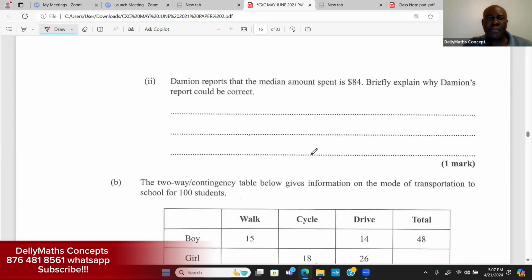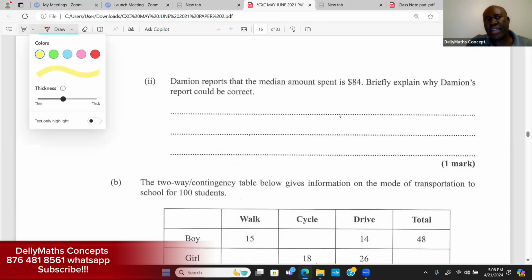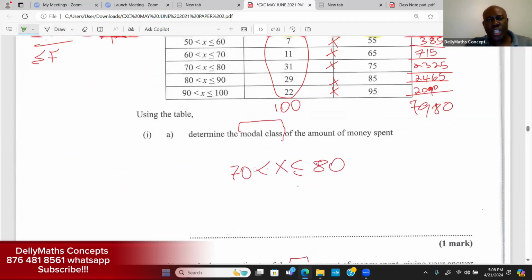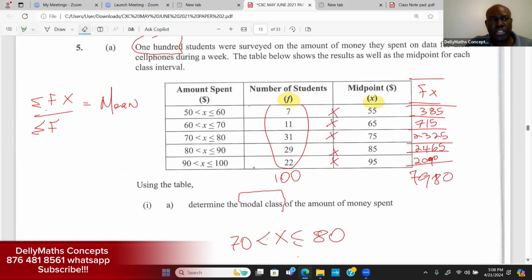All right, so Damien reported that the median amount spent is $84. Briefly explain why this report would be correct. So we're going to be assessing the information to see if $84 is the median. Now let us find the position of the median. Let us clear this up. So we're going to find the median. If I'm going to find the median, I'm going to have to zoom in on my total frequency here, which is 100.